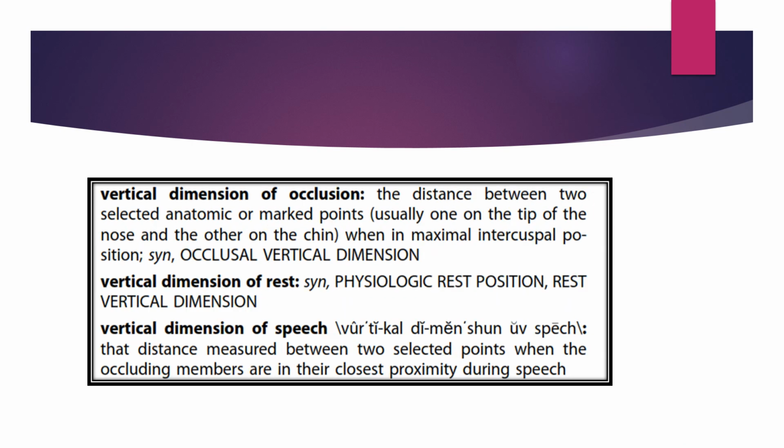Then the vertical dimension of occlusion is the distance between two selected anatomical marked points, usually one on the tip of the nose and the other on the chin, when in maximal intercuspal position. So that is important in the vertical dimension of occlusion.